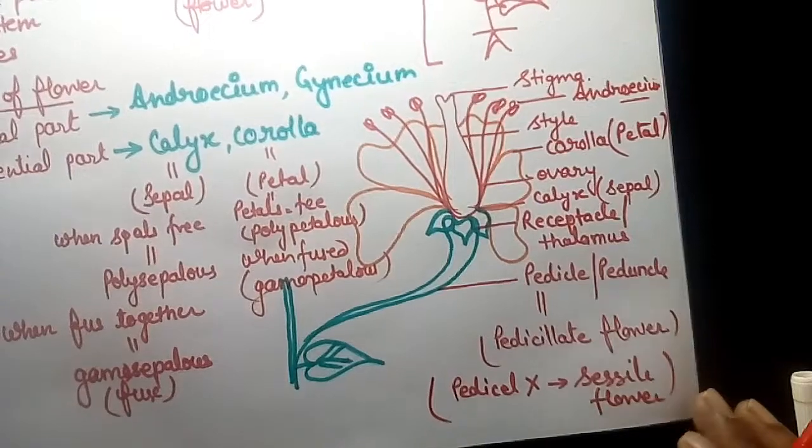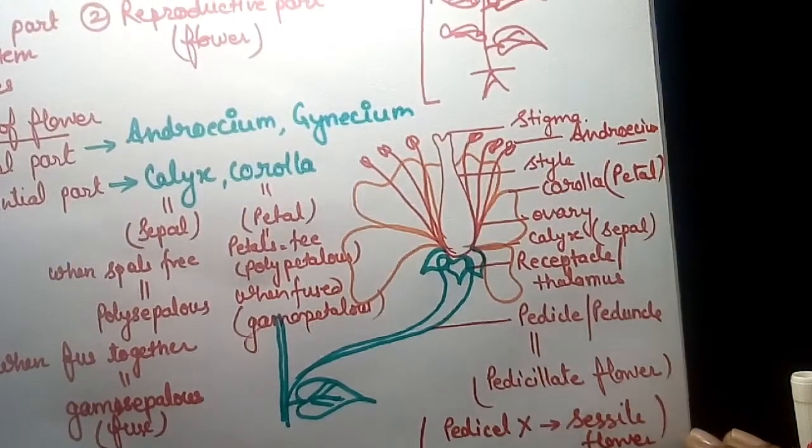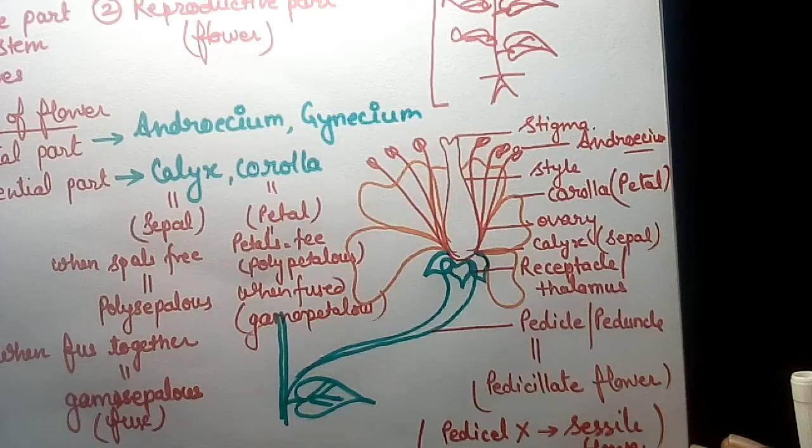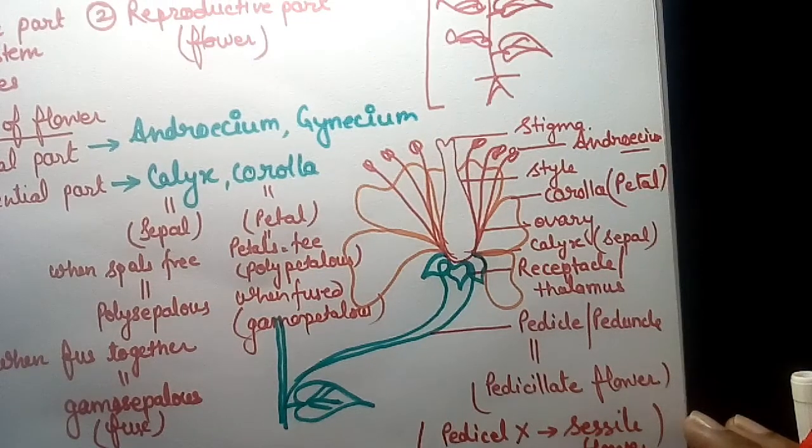So these are the parts of the flower which help in the reproduction mechanism, essential part and non-essential part. So I hope that you all get the knowledge about the structure of flower, what are the various essential parts, what are the non-essential parts, and the different morphological terminology used here, like pedicellate flower, sessile flower, gamopetalous, polypetalous.